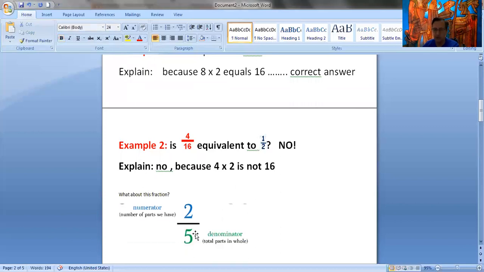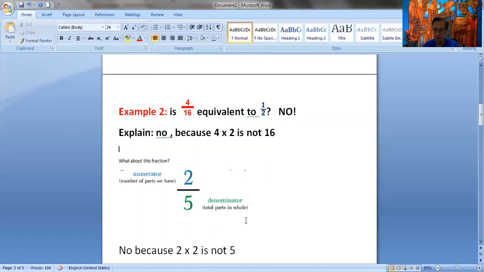2/5. This is the numerator, this is the denominator. Is this equivalent to 1/2? Yes or no? Pause the video. The answer is no, because 2 times 2 is 4, not 5. So if there is a 4 here, yes, but it's a 5, so it's not equivalent to 1/2.